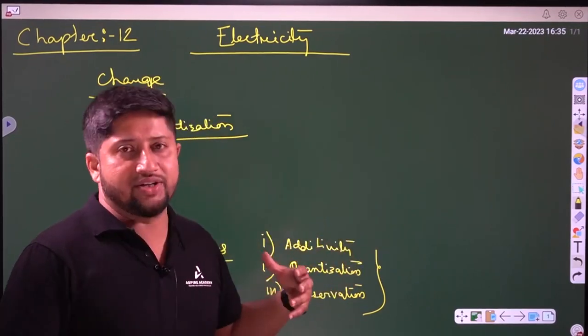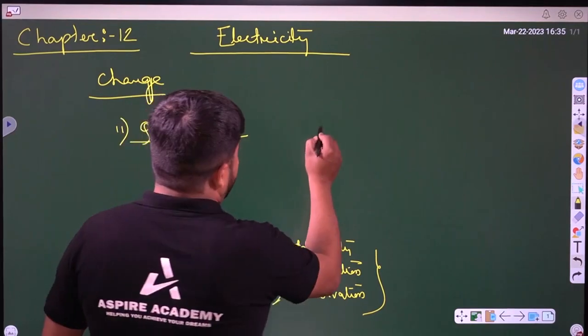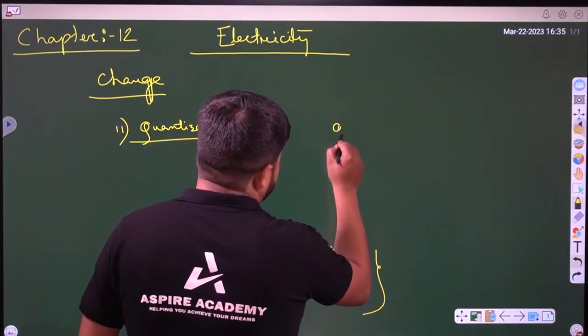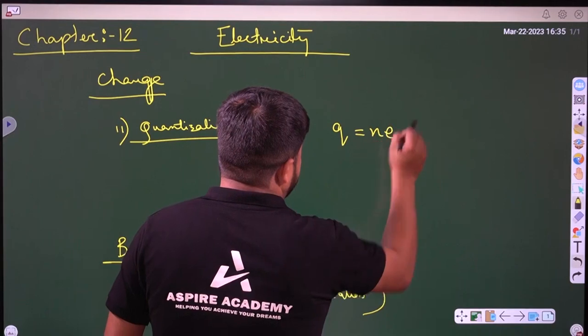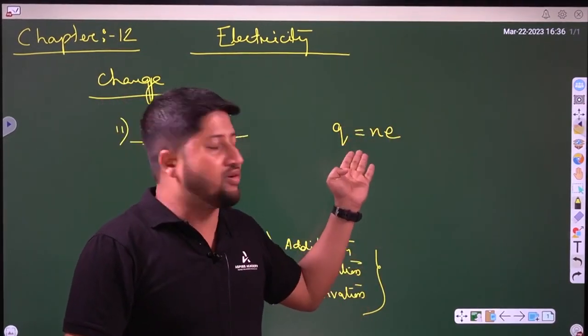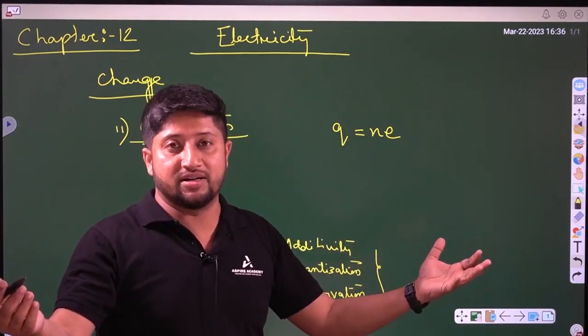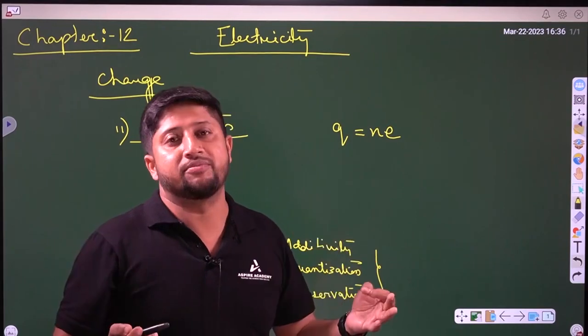So what is the quantization of electric charge? According to this quantization of charge, one formula is created. This formula is called Q equal to NE. This is the main famous formula, Q is equal to NE. From this formula, we can also calculate a tremendous number of charges inside any system of charges.